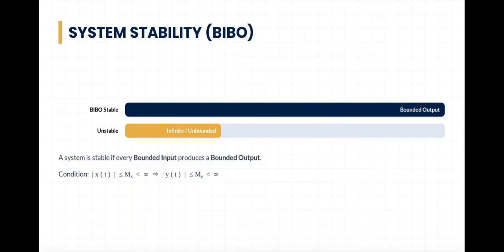From the math, we can simplify it. If the input x is kept under a certain ceiling Mx, then the output y must also stay under its own ceiling My. In short, we can say if you can guarantee the input won't go to infinity, a stable system guarantees the output won't either.